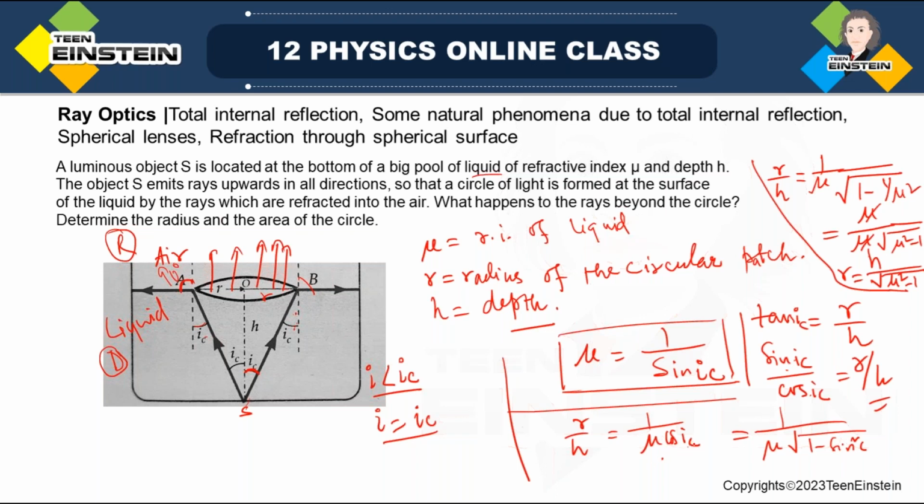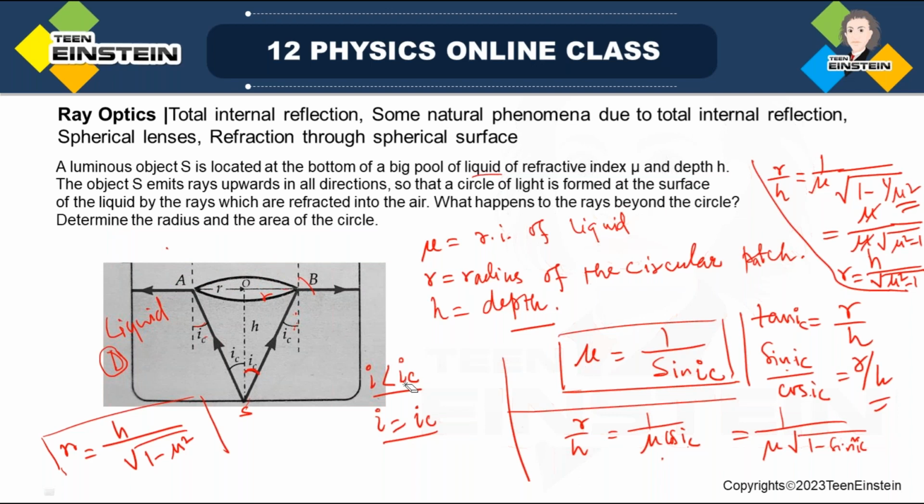And cos IC means square root of 1 minus sine square IC. And sine square IC means 1 by mu square. So from there, if we just simplify, we'll get R is equal to H by square root of mu square minus 1. You can memorize this formula to easily find out the answer. This is R, the radius of this patch. We have got the radius of this patch.